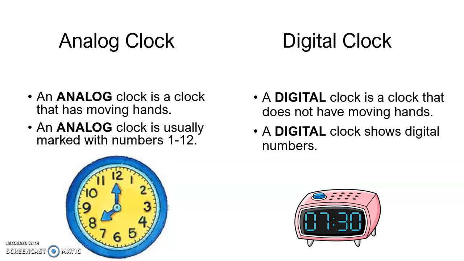Remember, there are two types of clocks, the analog clock and the digital clock. The analog clock is going to have moving hands, and it is also going to be numbered from 1 to 12. The digital clock, on the other hand, will not have moving hands and will show its digital numbers. I've given you two examples of the clocks, one of the analog clock with the hands and one of the digital clock with just the digital numbers.